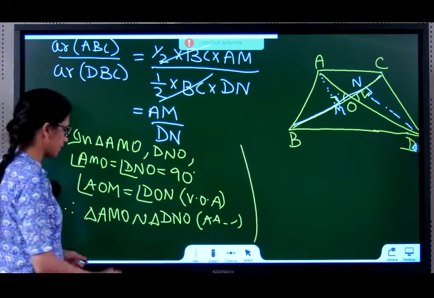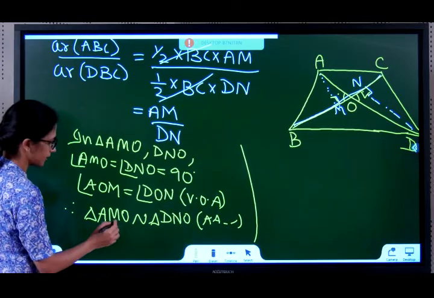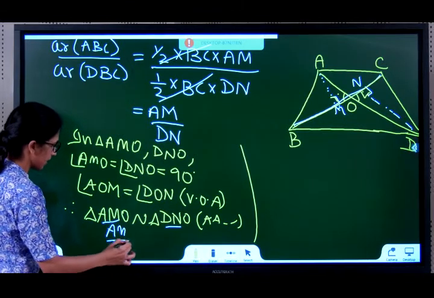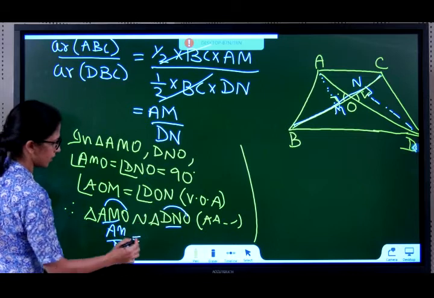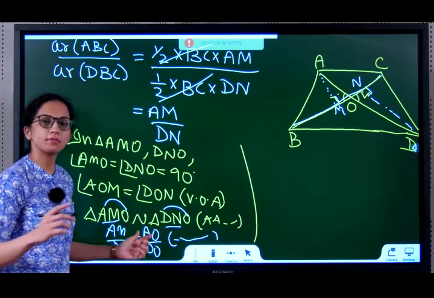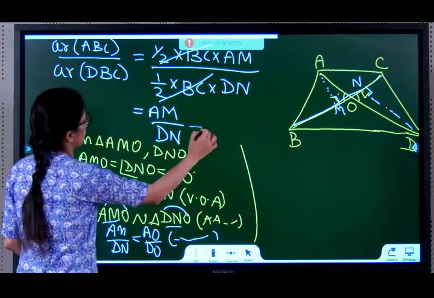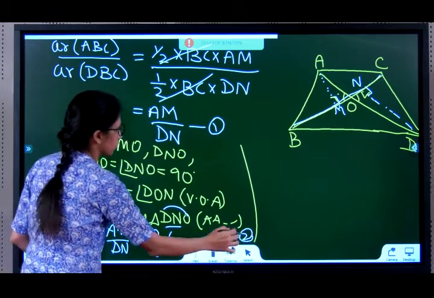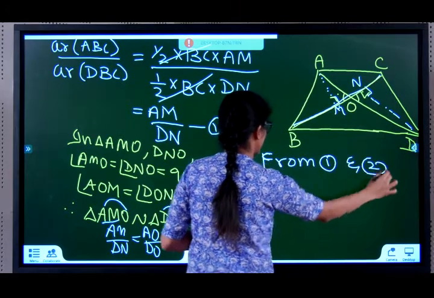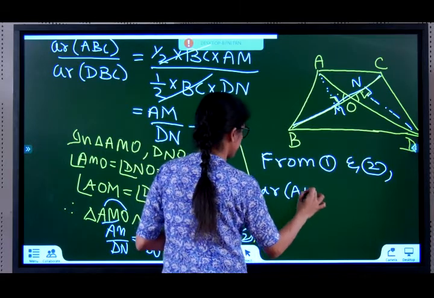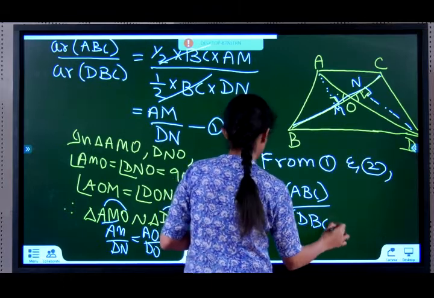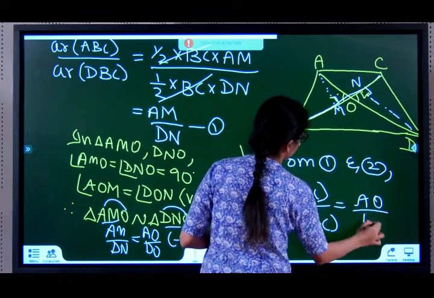Because these two are similar, what can I say? I want AM by DN. In the question they want AO and DO. So AM by DN is equal to AO by DO. Reason, corresponding sides of similar triangles are proportional. So let us call this 1 and this 2. From 1 and 2, we can therefore say area of ABC by area of DBC is equal to AO by DO.